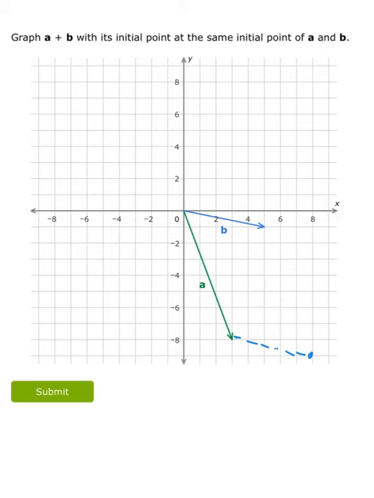Then for vector A, I can tell that the slope of this line would be down 8 over 3, so -8 over 3. From the terminal point of vector B, I would go down 8 over 3, which creates this nice parallelogram. So whenever I go to graph my resultant vector, I would start at the same initial point of (0, 0), and then just draw that diagonal of the parallelogram.